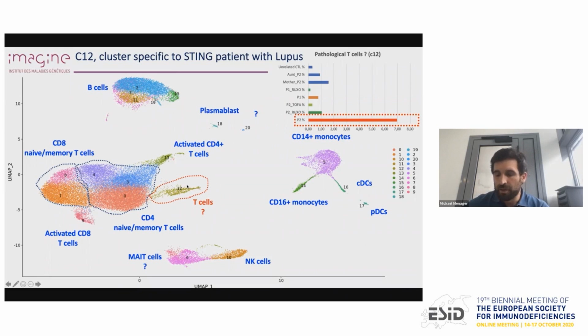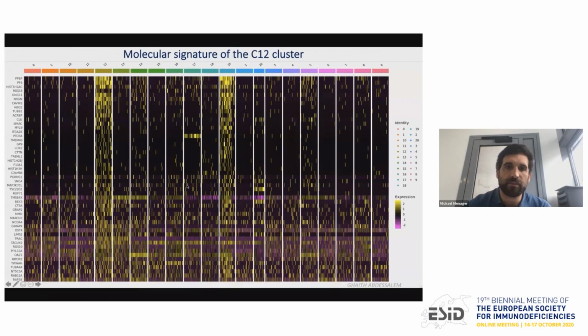So once we have such a cluster, we're asking to derive the molecular signatures of this C12 cluster. So this is cluster number 12. Here you can see the top 50 genes, which correspond to the signatures, with a high expression in yellow, mapped in 100 cells for each cluster.